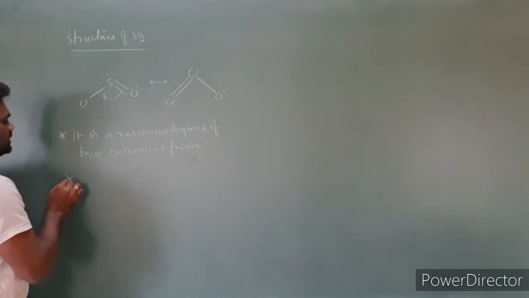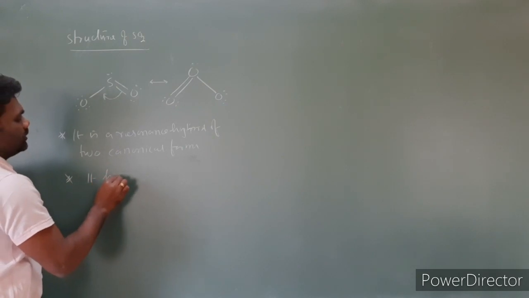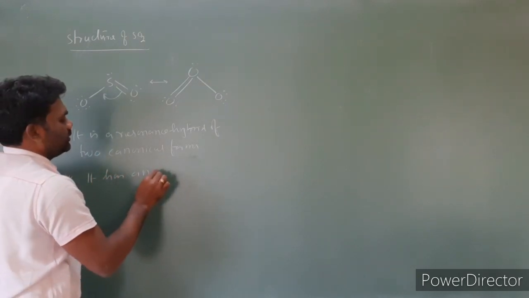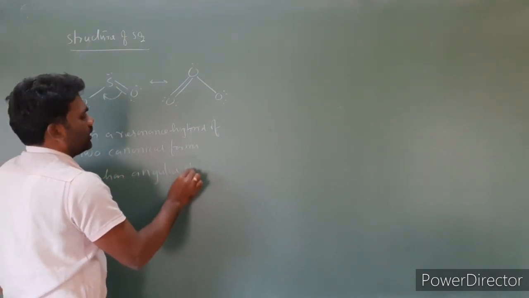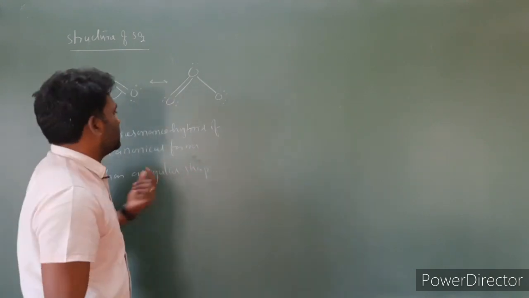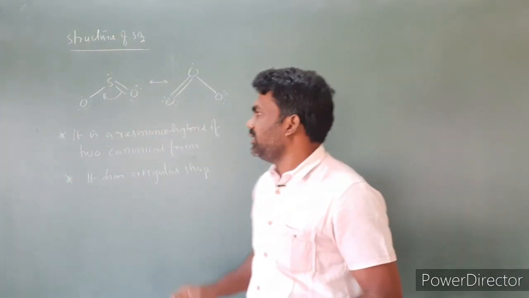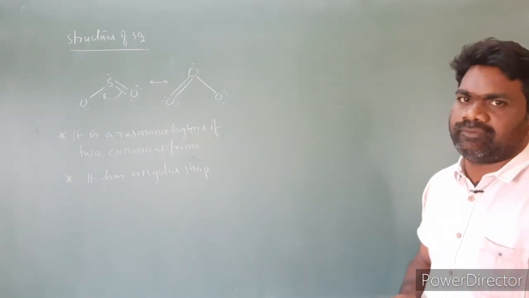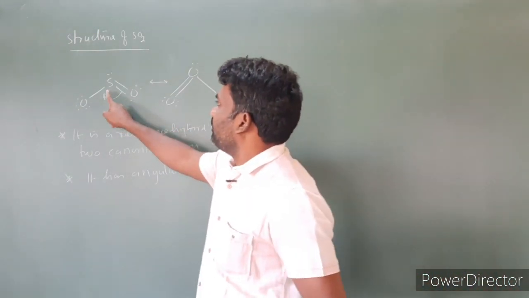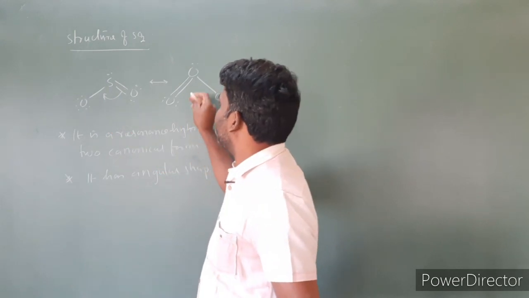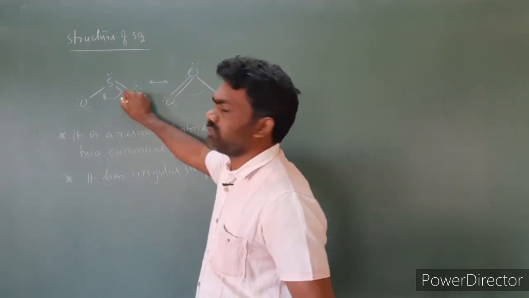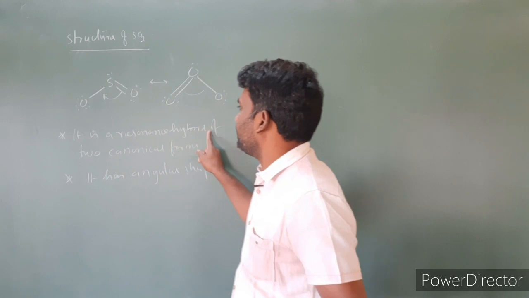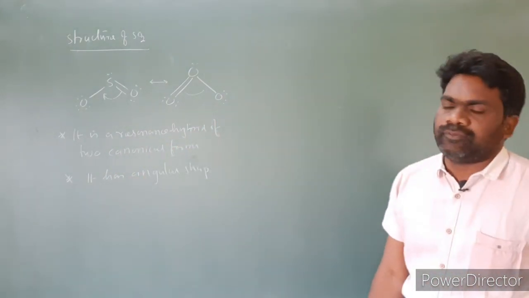And it has angular shape. The shape of the SO2 molecule is angular, and it is a resonance hybrid of two canonical forms. So this is one structure, this structure converting into this one. If this bond will move here, we'll get this one. Both are interconvertible. So these are the resonance hybrid of two canonical forms.